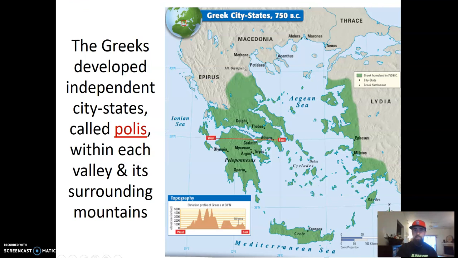Now, they developed independent city-states, like I mentioned earlier. They were called a polis, within each valley and its surrounding mountains. Okay, so examples of different city-states: you had Thebes, Athens, and obviously Sparta as well. These are the two most popular ones that you've probably heard of.